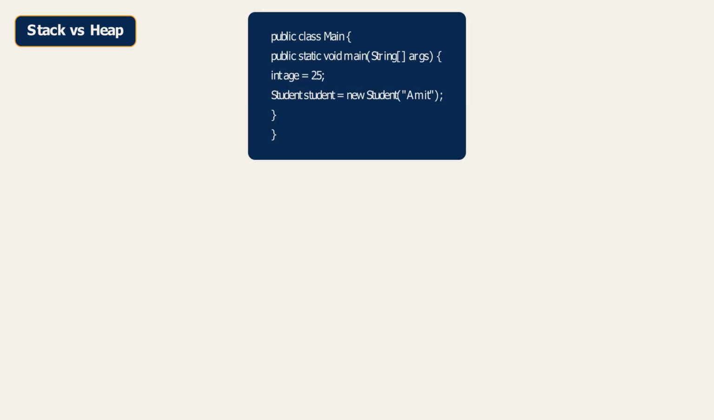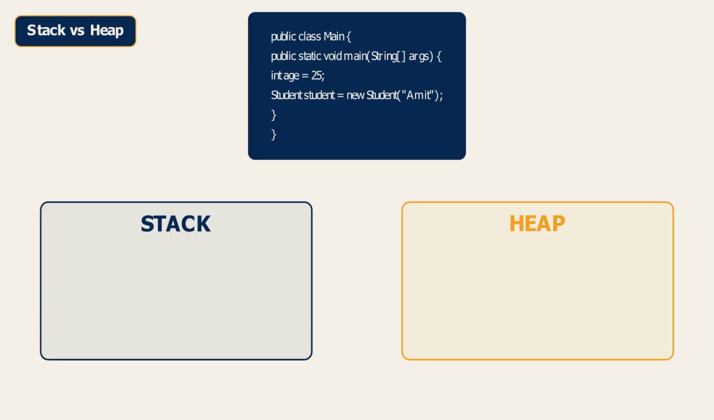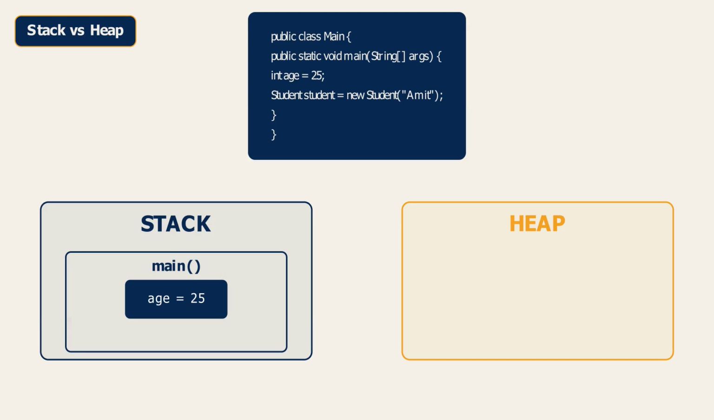Let's define stack and heap properly using this code. The stack stores the frames created for each method call. Inside main's frame, it also stores local primitive variables like age and reference variables like student. The stack works in last-in, first-out order. When a method finishes, its entire frame and everything local to it is automatically removed. The heap is different. It's where objects and arrays actually live. The heap is shared across your whole application, and objects stay there until they become unreachable, meaning nothing points to them anymore. We'll come back to exactly what that means very soon.